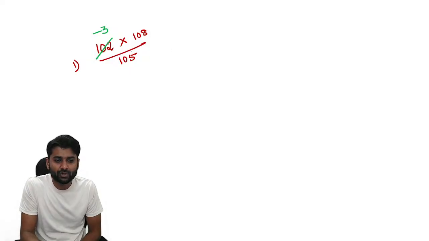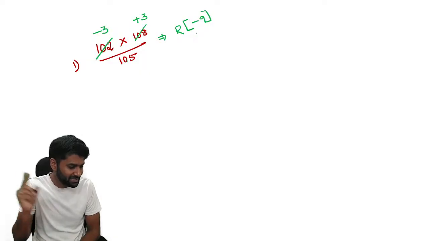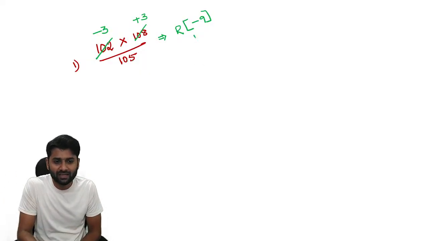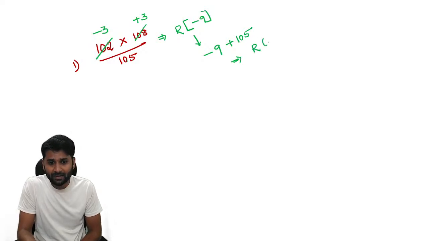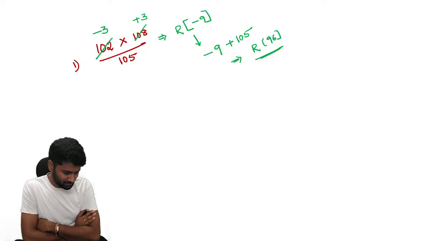In the same way, if 108 is divided by 105, how many units are more? 3 units are more. So what about the remainder till now? If -3 is multiplied with +3, then the remainder is -9. You cannot see any negative remainders in the options. That's why the conversion says that whatever negative remainder you get is added to the divisor. If -9 is added to 105, then the final remainder becomes 96. Is it clear?